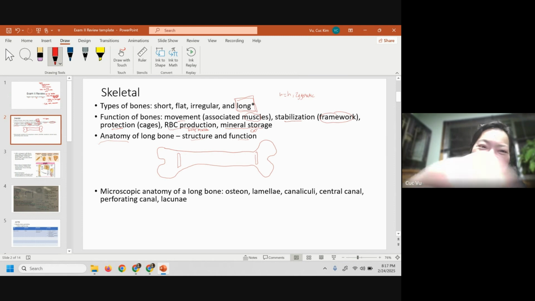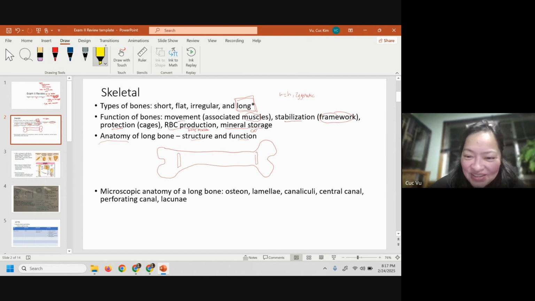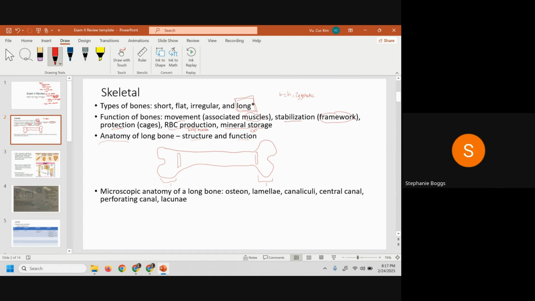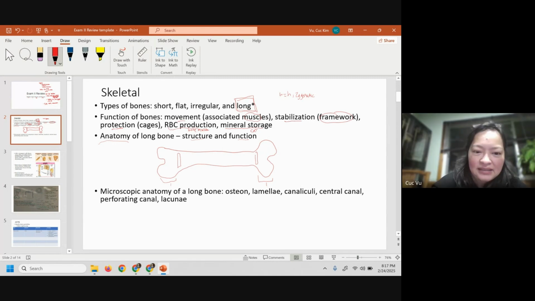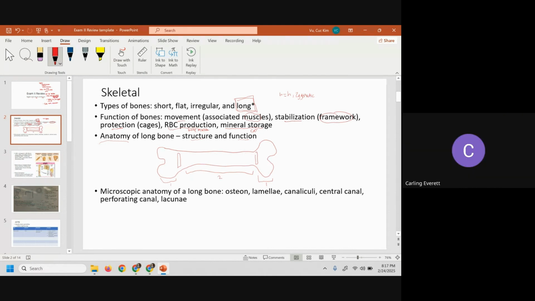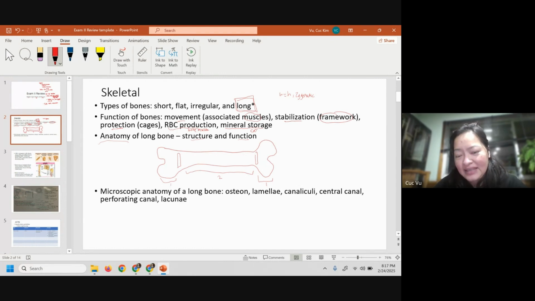Okay. So let's look at here. So let's start with this. So from here to here and from here to here, what would you call that? What are the ends of a long bone called? Epiphysis. Yeah, epiphysis. Exactly. And then the shaft of a long bone is called what? Is it diaphysis? Yeah, diaphysis. Excellent. Okay, so that's the diaphysis.